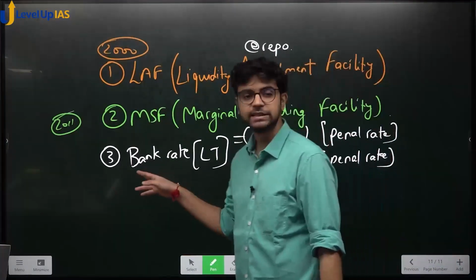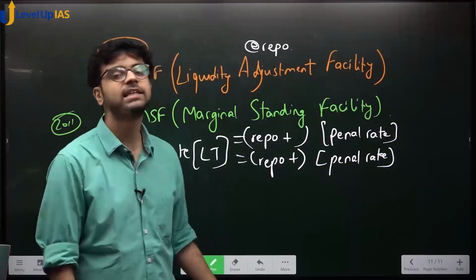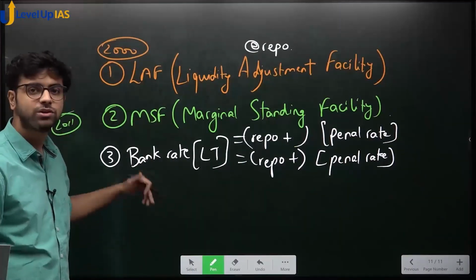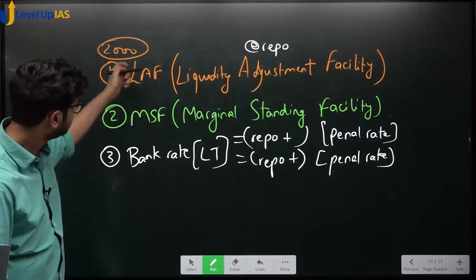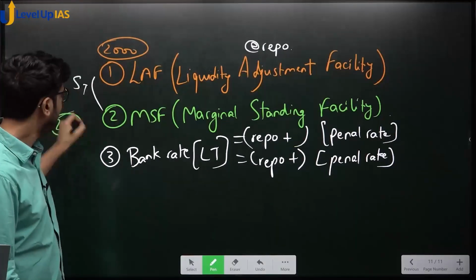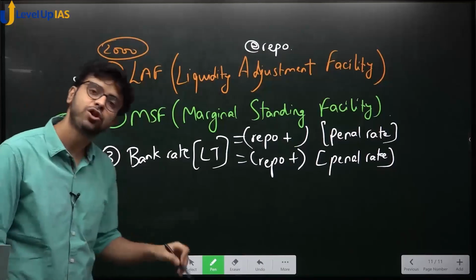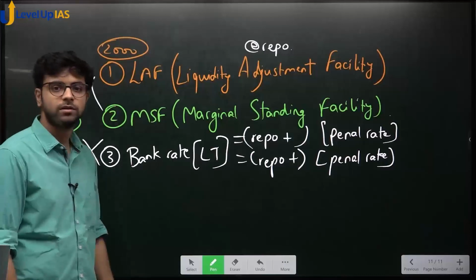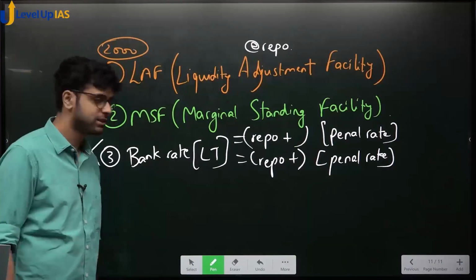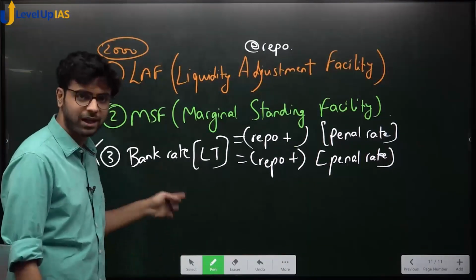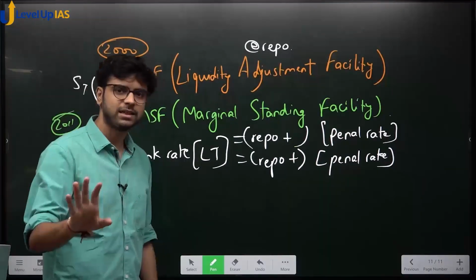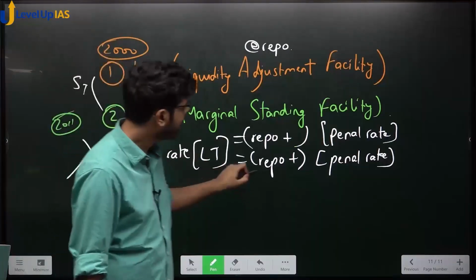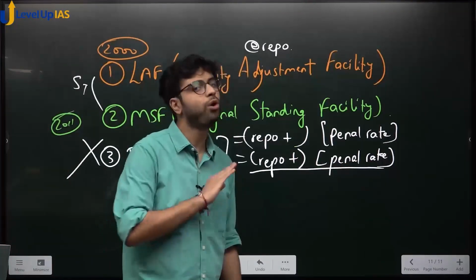RBI, this used to be there. This is extinct now. RBI used to lend short term and long term both. Then RBI stopped lending long term, so bank rate was discontinued. This window was closed, bank rate was discontinued, but since it is also a penal rate, RBI just publishes it, and RBI says bank rate would be same as MSF rate because both are repo plus, both are penal rates, but bank rate is not in use now.